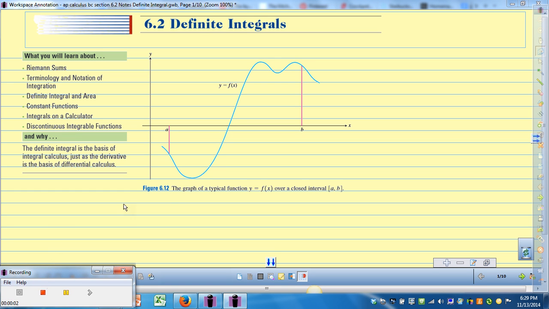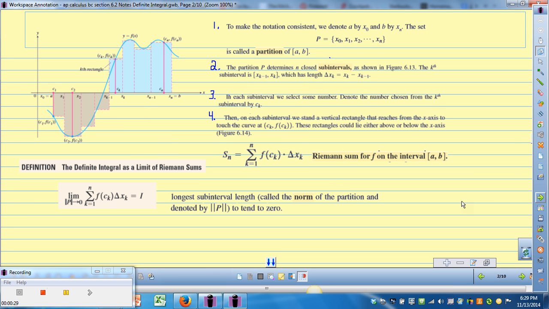Section 6.2, definite integrals. So what we have in the figure on our first slide is just some function f of x between x equals a and x equals b. And we are going to talk about breaking this into subintervals and forming rectangles and finding the area of these rectangles to approximate the area under the curve.